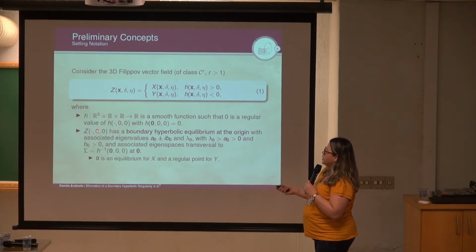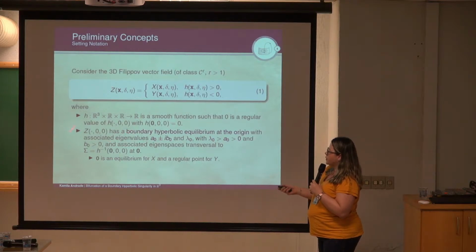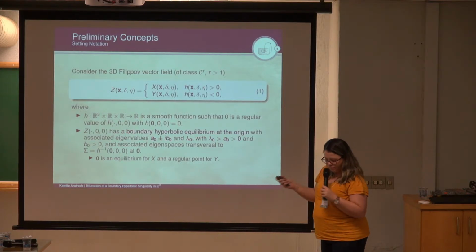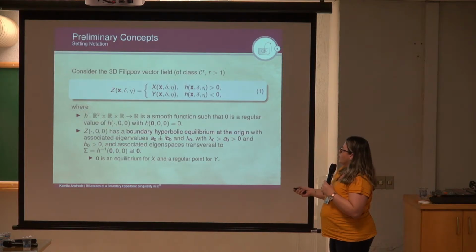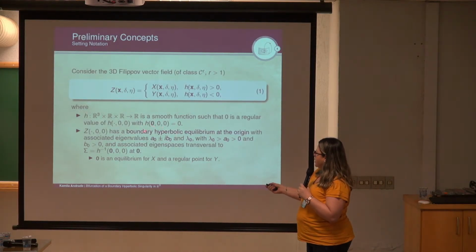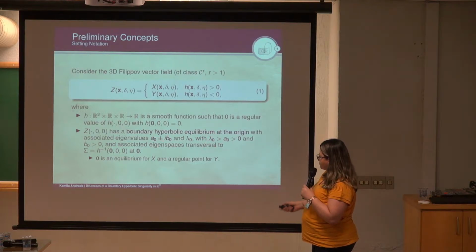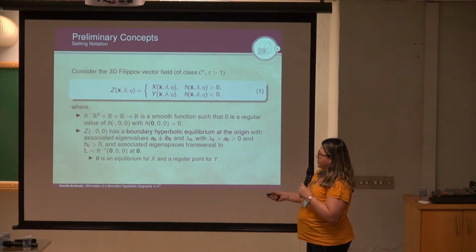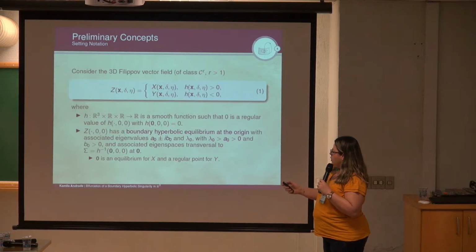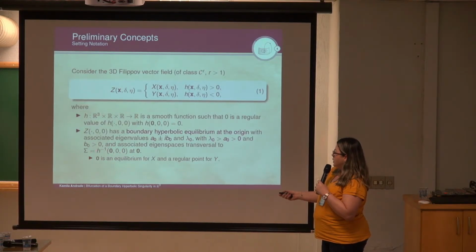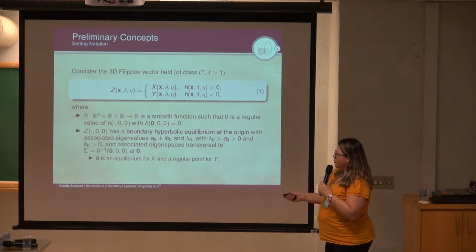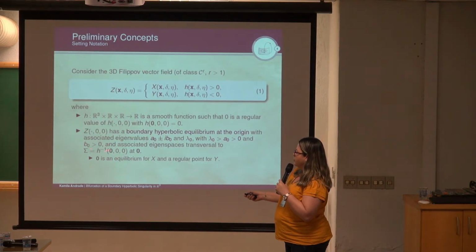origin, and for the unperturbed system, the vector field has a boundary equilibrium at the origin, and it's a repeller equilibrium where the associated eigenvalues are of this form and lambda 0, where this real part is positive and smaller than lambda 0. And also B0 is bigger than 0. And we will call sigma the, sorry for this mistake here, sigma is the inverse image of 0 from this function h.